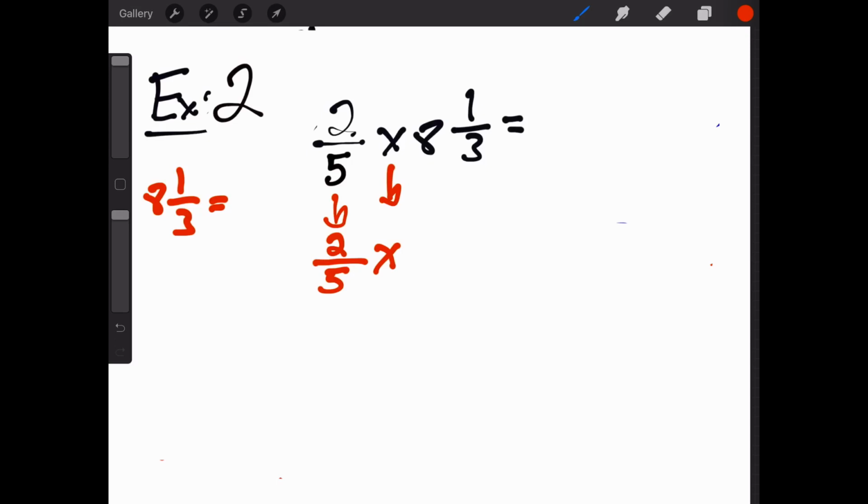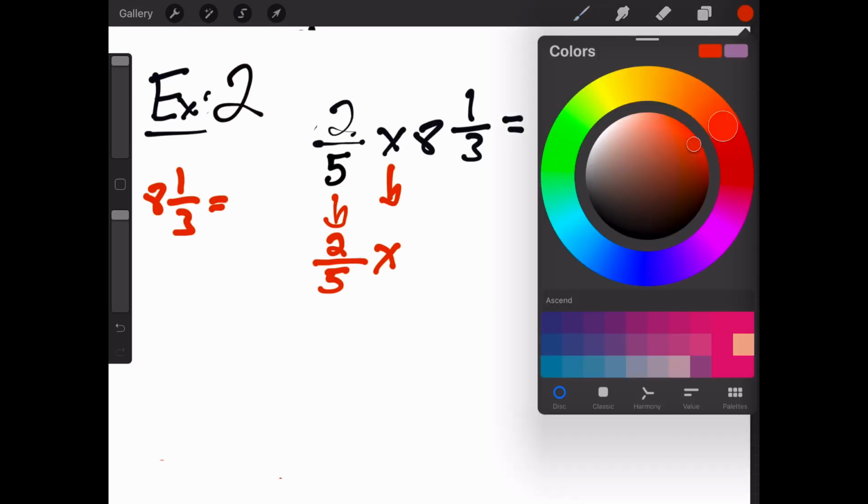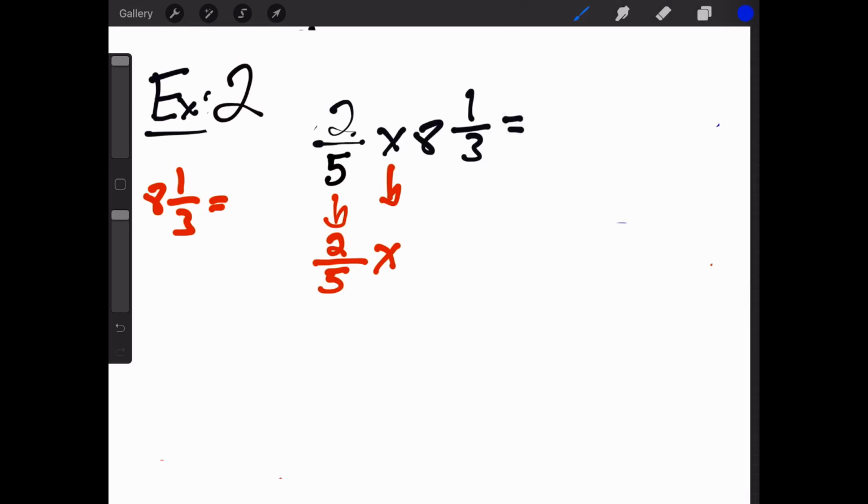Now remember, what you're going to have to do is bring over the denominator. That's the first step. Then you're going to multiply. 8 times 3 is 24. Then I'm going to add 24 plus 1, which equals what? 25. And voila, there is your improper fraction. Now you can multiply. I'm going to make this bigger so that you could see, and then I'll just erase it. Hold on one second.